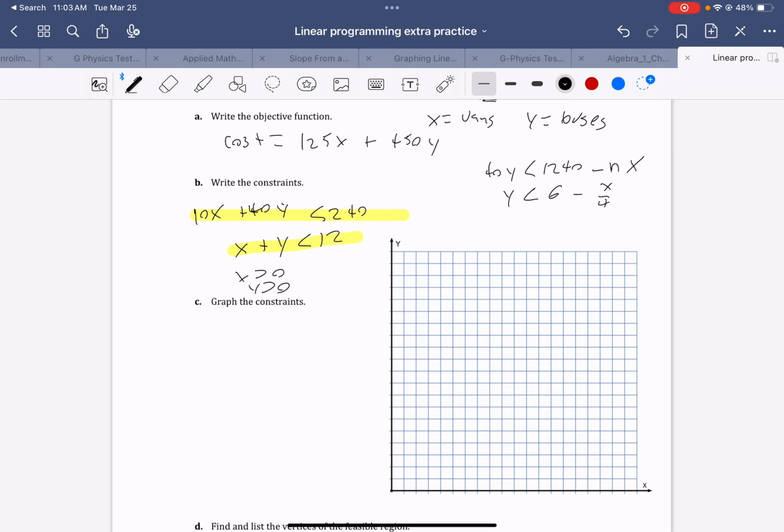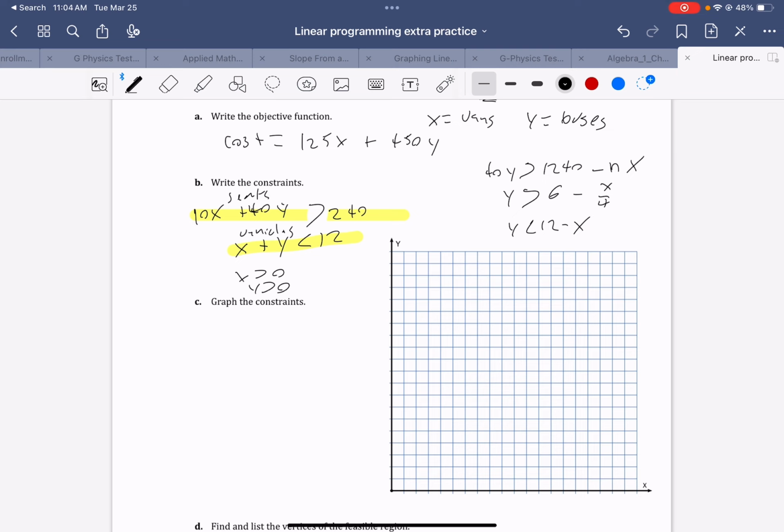Second constraint, we're just going to subtract x from both sides. Sorry, I made a mistake over here. This has to be greater than 240, because the number of seats has to be more than 240. The number of vehicles over here has to be less than 12 because there are only 12 drivers. So this is y is greater than 6 minus x over 4, and the other one is y is less than 12 minus x.